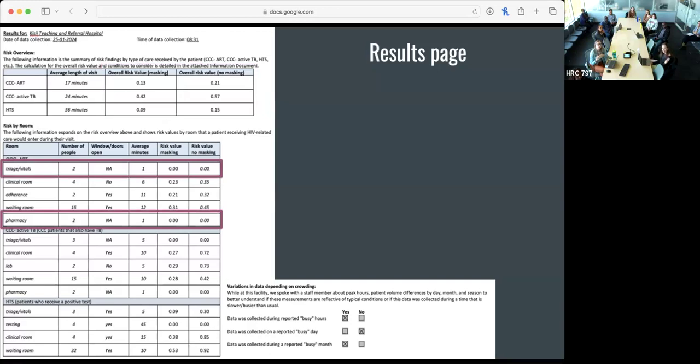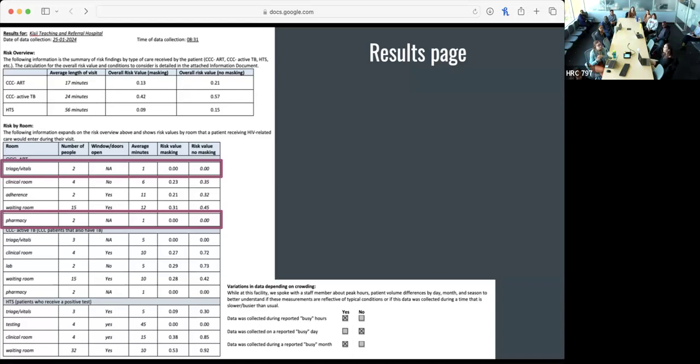The second, I wanted to bring attention to the triage and pharmacy room. So both of these rooms have 2 people in them. The windows and doors, it says not applicable for if they're open or shut, and the risk values are both 0.00. And these are actually outdoor spaces. Like I mentioned earlier, we have the assumption that in completely outdoor spaces, the risk would be 0.